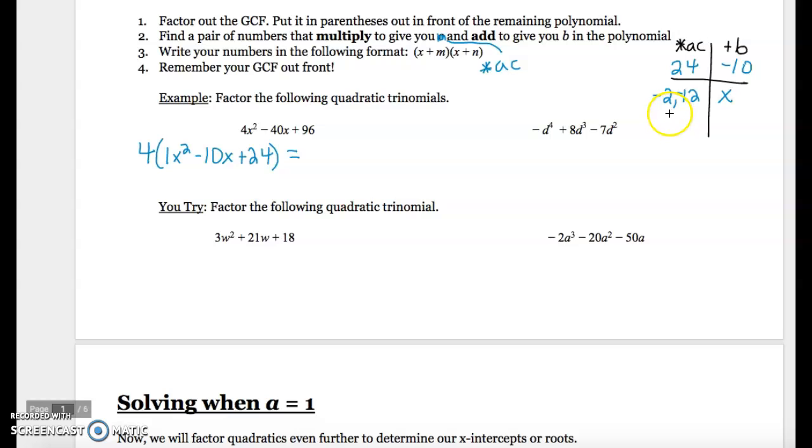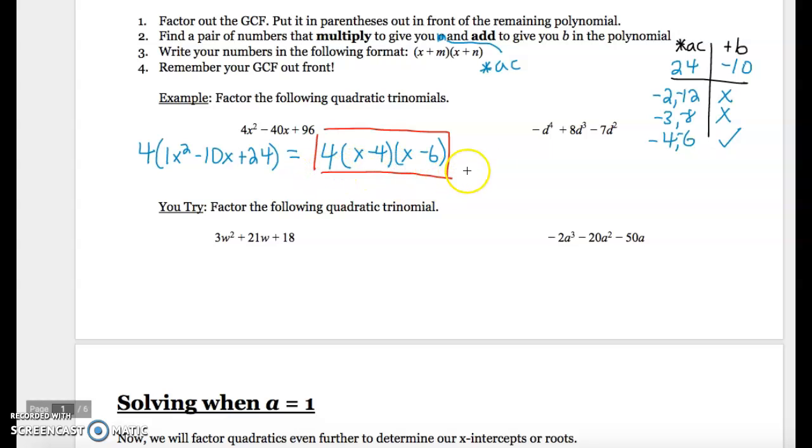I know that 3 and 8 multiplied to 24 don't add to negative 10. Even if I make them both negative, still don't. I know that 4 and 6 multiplied to 24. Now those add to positive 10, so if I make them both negative, they would in fact add to negative 10. All right, so then those are my factors. So I have x minus 4 and x minus 6, and you can't forget your GCF that was out front. There you go. So then that would be your final answer for just factoring the trinomials.